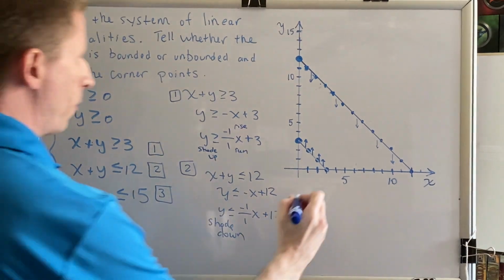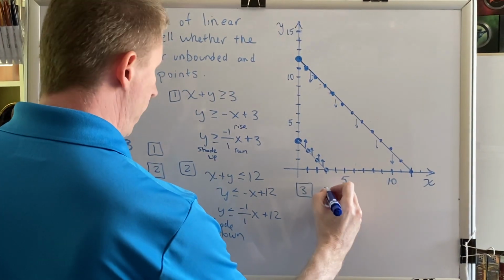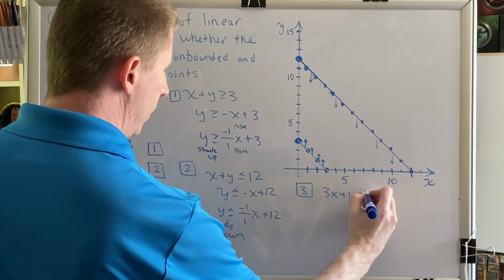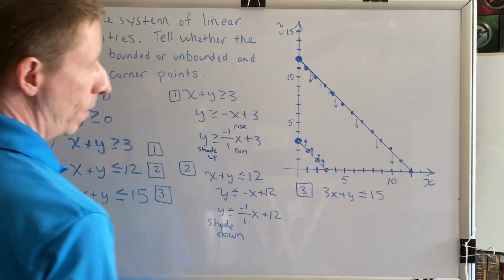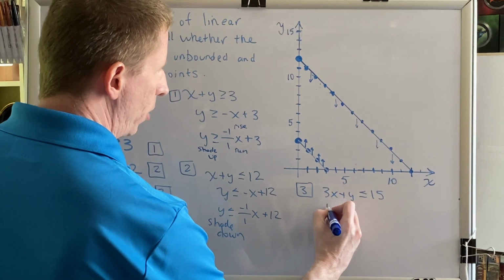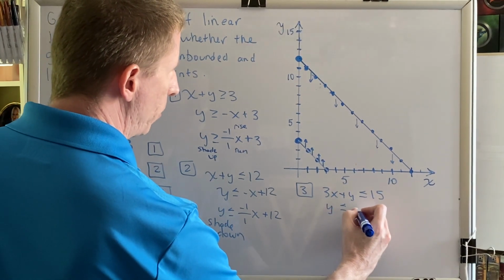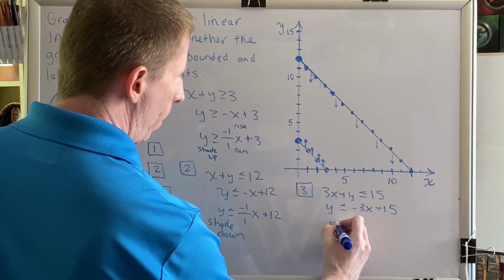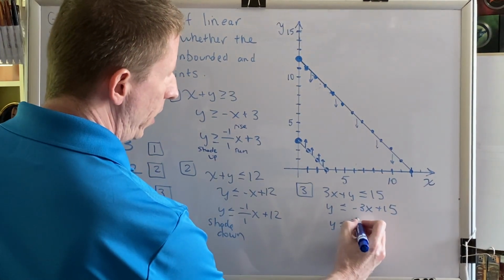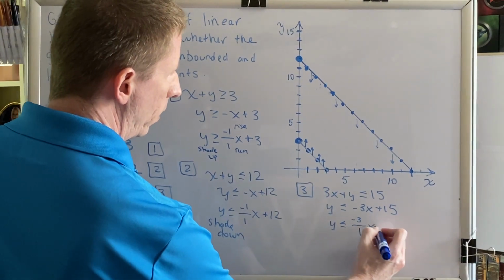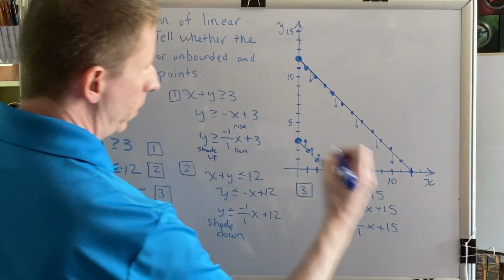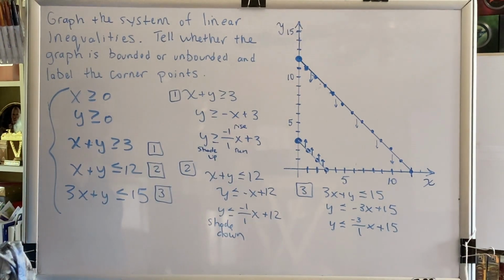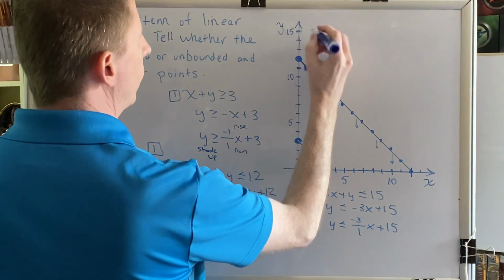All right, inequality number 3. We have 3x plus y less than or equal to 15. Moving the 3x term to the other side, y is less than or equal to negative 3x plus 15. Negative 3 can be written as negative 3 over 1. So this is the equation of our line. y is less than or equal to negative 3 over 1 x plus 15. All right, first we plot the y-intercept of 15, which is here.